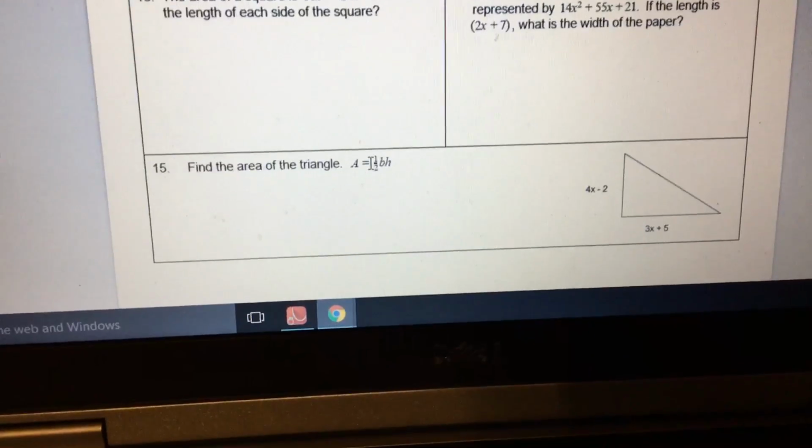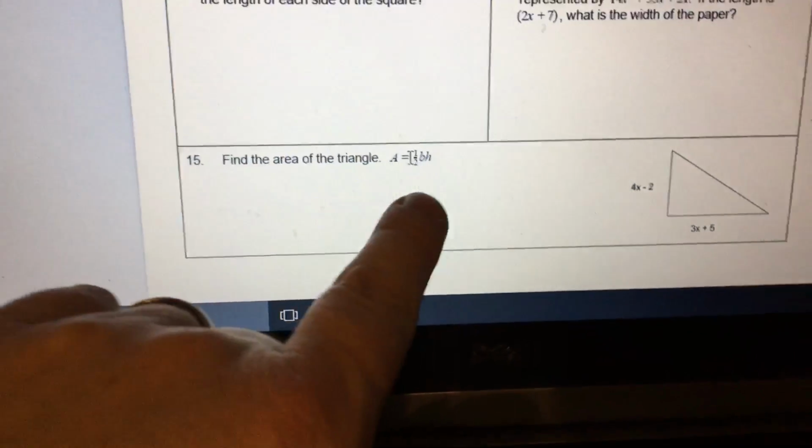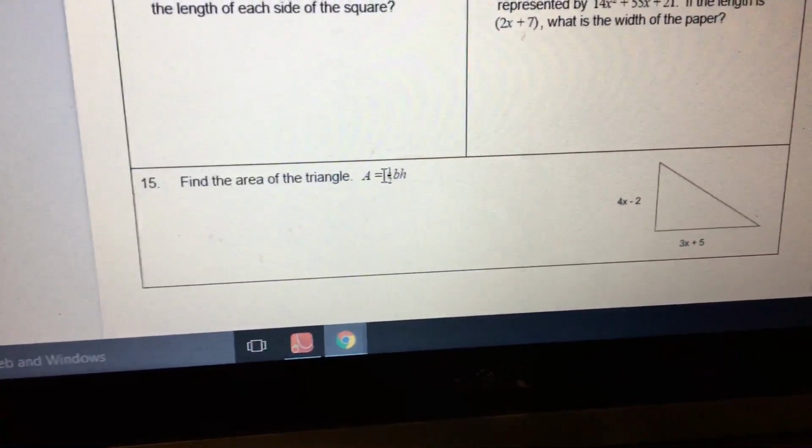Don't be surprised if you see it just multiplied together, but remember, you're not done until you've gone ahead and applied this part of the formula and multiplied by 1/2, which is the same thing as dividing by 2.